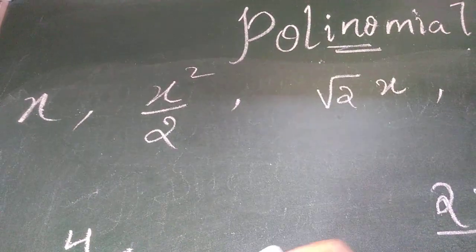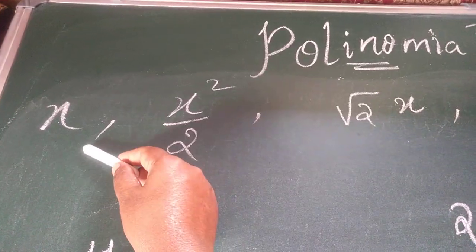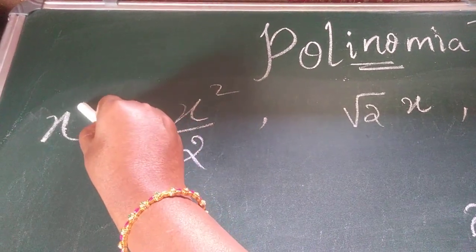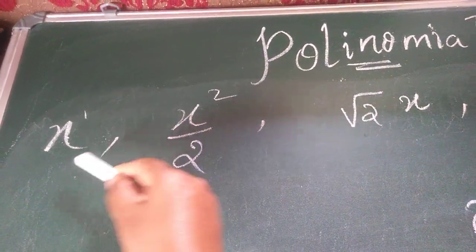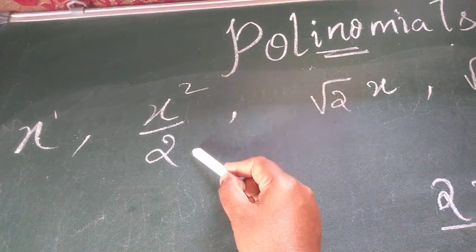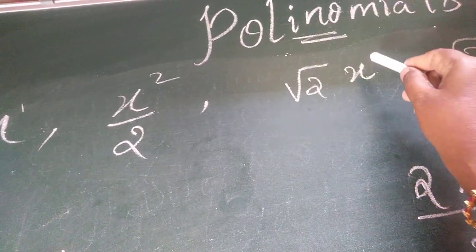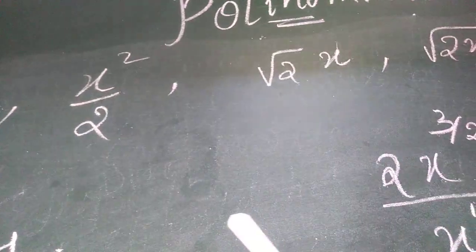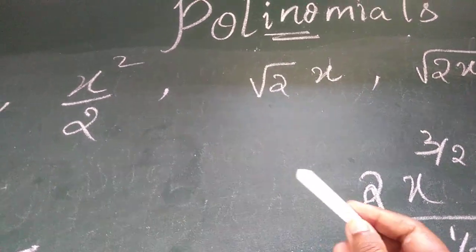So, here are a few examples, children. Here the x power is positive, that is, the degree is positive. Hence, it is a polynomial. Here, x power is 2. So, the degree is positive. Hence, it is a polynomial. Here also, x power is 1. Hence, the degree is positive. It is also a polynomial.